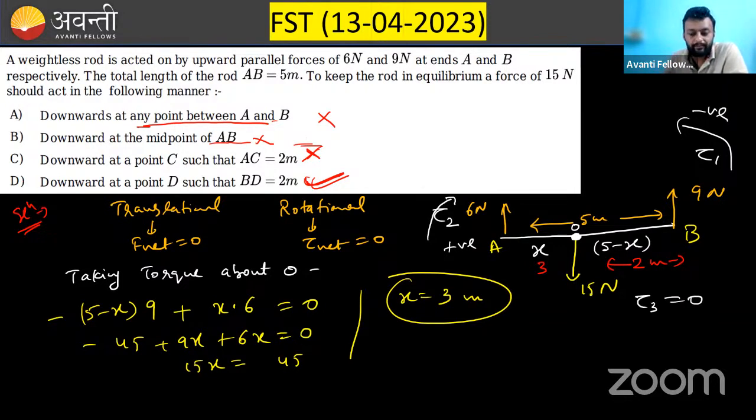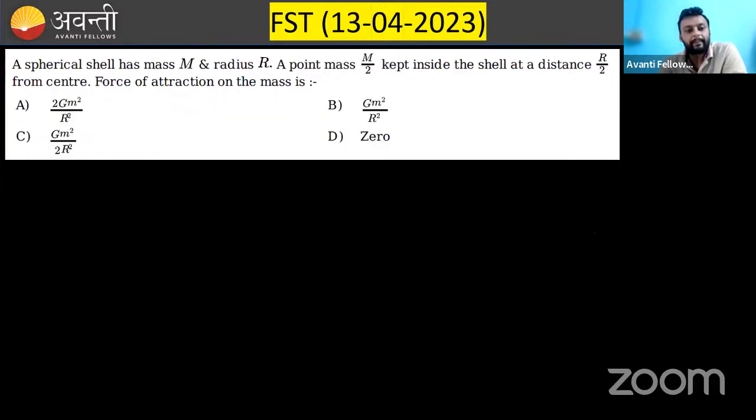Should I move further? These questions are from the chapter that we have covered in the crash course. This is a very simple question. Everyone should answer. There is a spherical shell. I think someone has answered between the last two options. Okay.